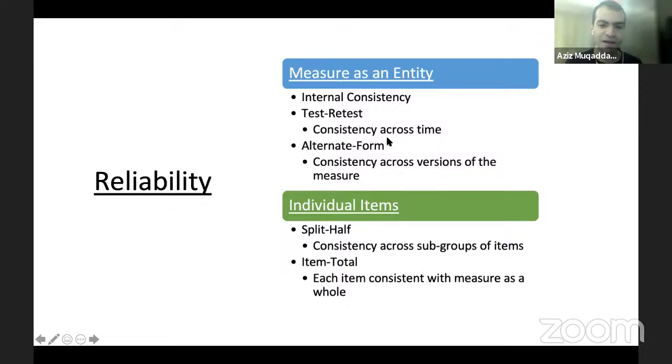And so reliability basically is like we measure something as an entity. So the whole scale. You have a scale for body satisfaction, a scale for self-esteem, a scale for ad enjoyment, for example. So it's measured by the internal consistency across time and across items. So let's say I am measuring some sort of personality trait.